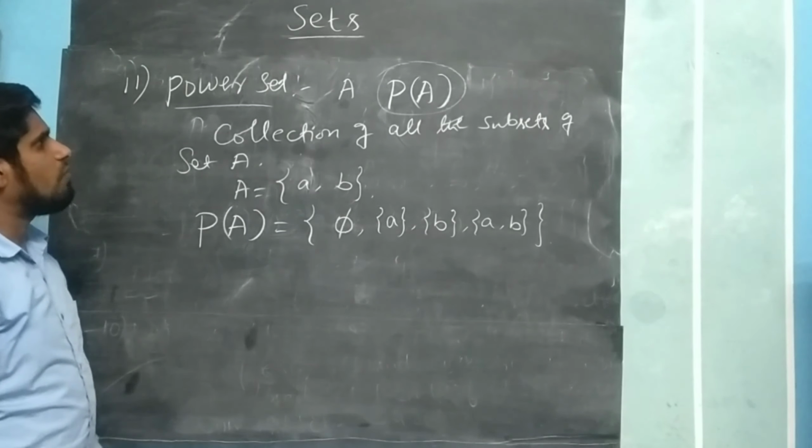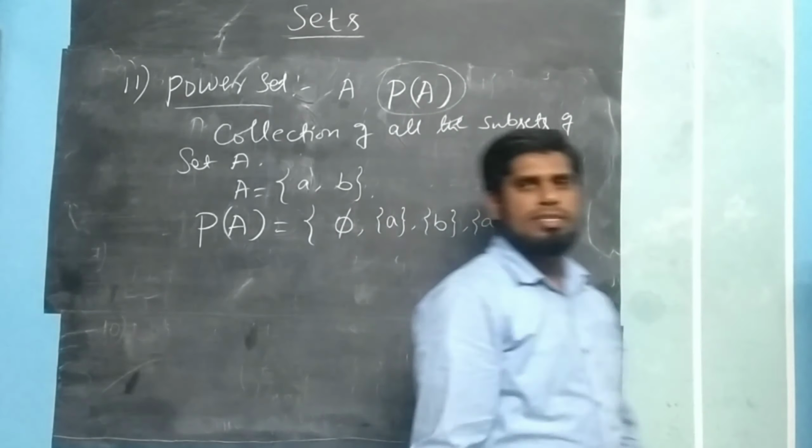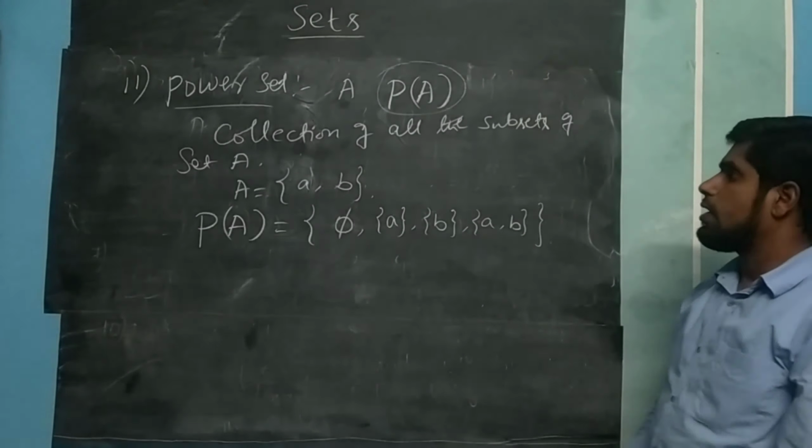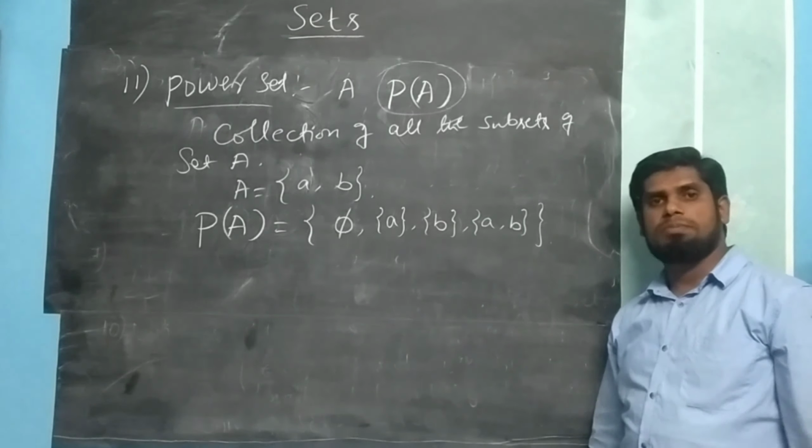This is about power set. So these are the types of sets, and there are 11 types totally here. I hope you people understood the types of sets.